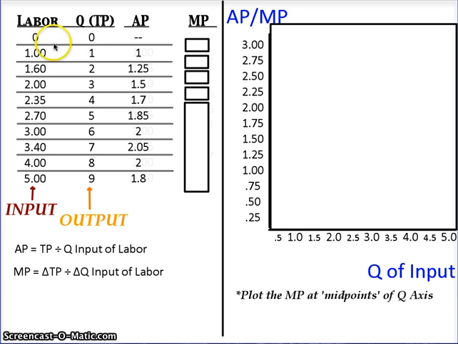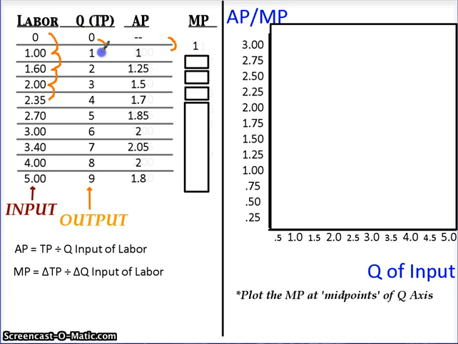Labor, we go from 0 labor to 1. That's a change of 1. 1 over 1 is 1. Notice this 1 is in between these two. That's because we're looking at a change, moving from 0 labor to 1 labor, then from 1 labor to 1.6, 1.6 to 2, 2 to 3, 2.35.